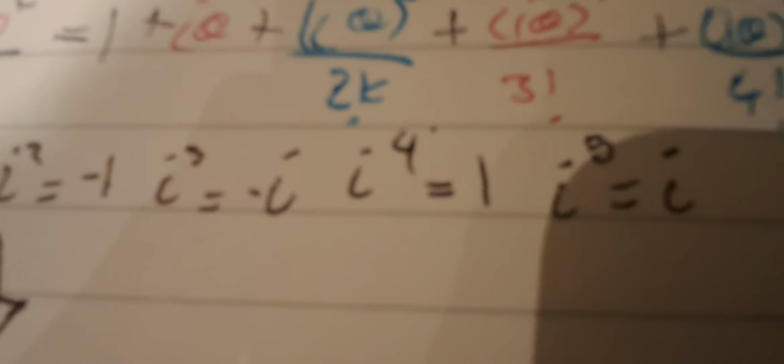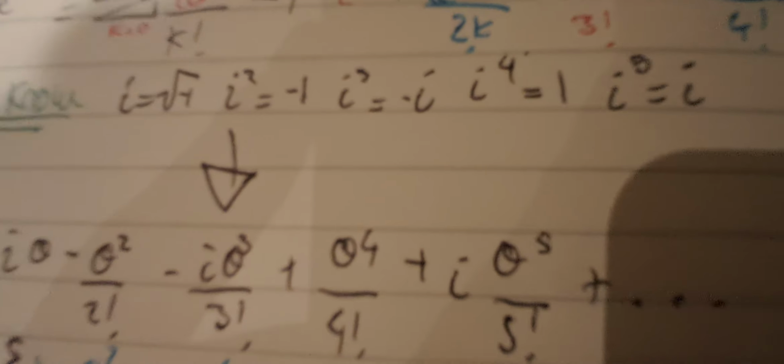Anyway, we know that i equals root negative 1, and we can keep multiplying i by itself to get i squared is negative 1, i cubed is negative i, i to the power of 4 is 1, i to the power of 5 is i, which is just root negative 1. And so continuing on, we get 1 plus i theta minus theta squared over 2 factorial minus i theta cubed over 3 factorial plus theta to the power of 4 over 4 factorial plus i theta to the power of 5 over 5 factorial, continued.